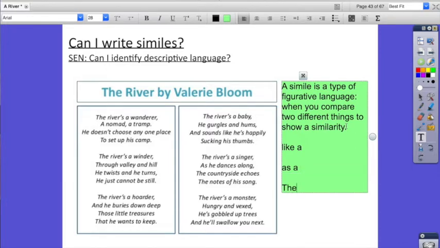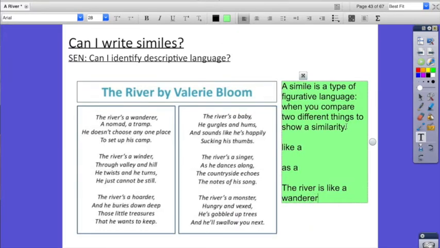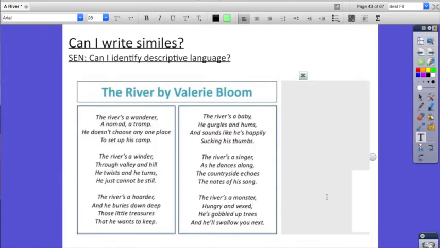The river is like a wanderer. Is that a simile? It is, because you use the phrase like a to compare the river to a wanderer. Can you find another one in this poem? Good. Some of you might have come up with the river is like a winder.